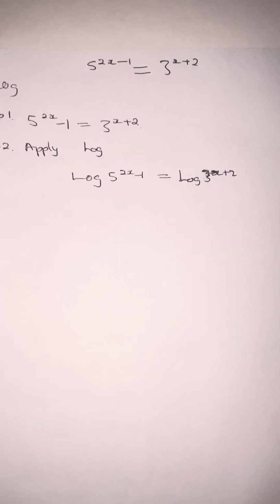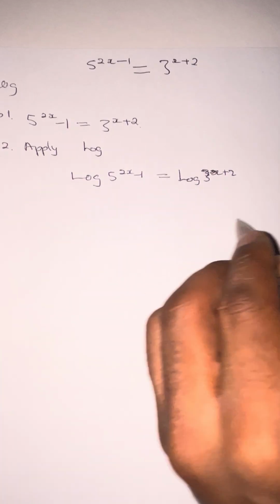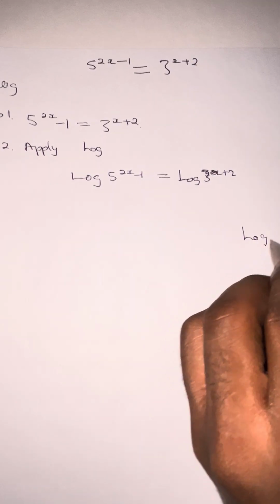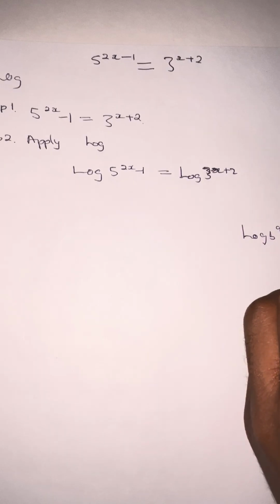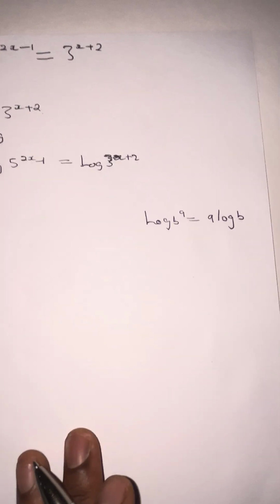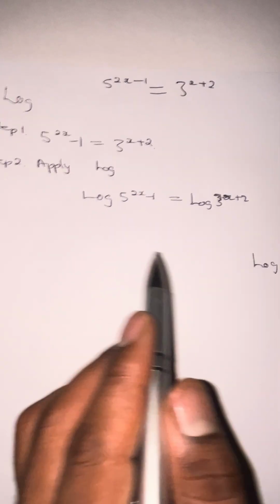We apply the logarithm exponent rules. The logarithm exponent rule says, in this manner, log B to the power A is equals to A log B. So how do we use this?